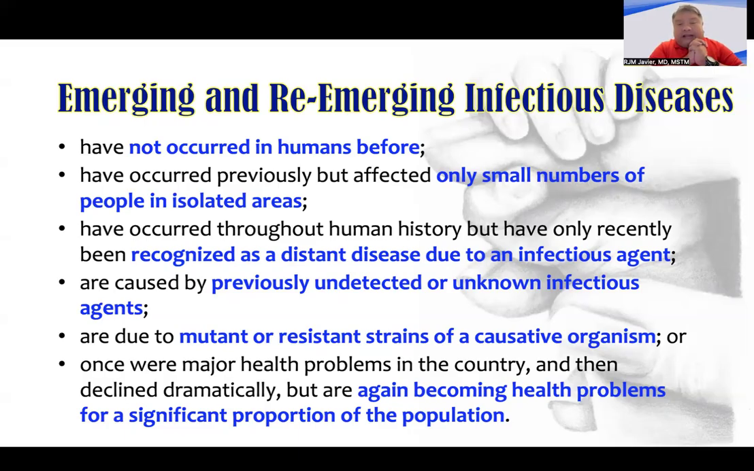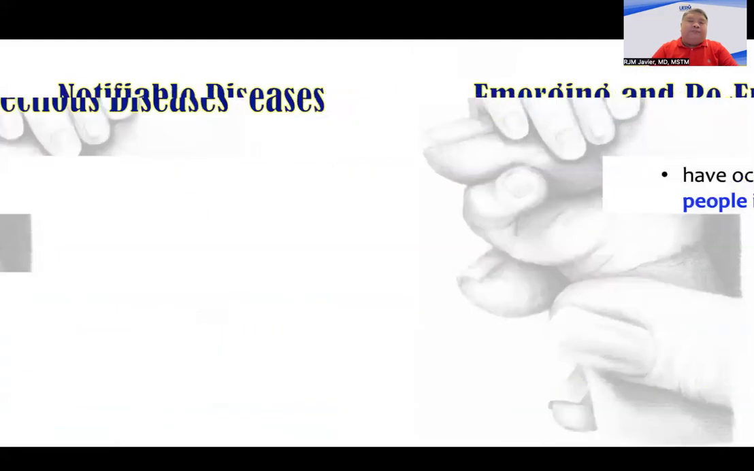Or there could be previously undetected or unknown infectious agents, or they could be secondary to mutations or resistant strains of your causative organism. Or once they were considered major health problems in the country, then there was a dramatic decline in prevalence and/or incidence, but are now slowly becoming more of a problem again in the population. So I need you to understand the operational definition of your ARIDs as per nomenclature of the Department of Health.